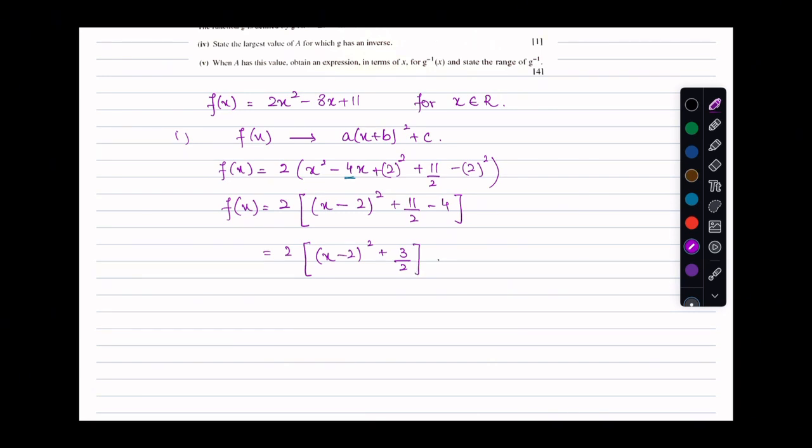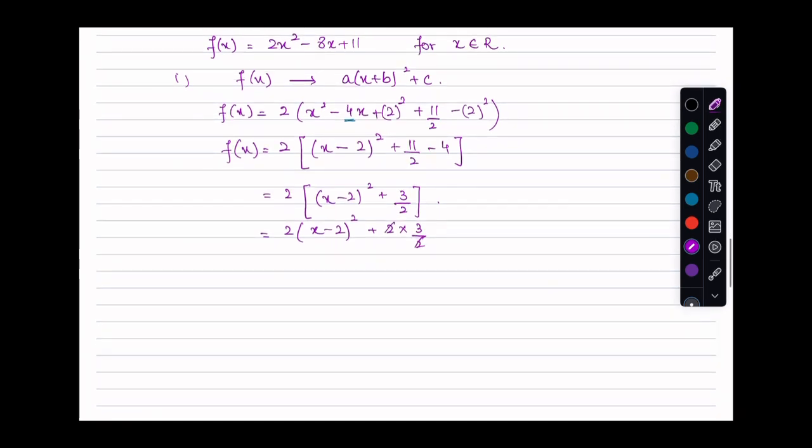Then I can simplify this equation with the 2 that we have taken out common in the beginning, so that I'll say this is 2 times (x minus 2)² plus 2 times 3 by 2. The 2 gets simplified here. Therefore, I should say that in completed square form, the answer is going to be 2(x minus 2)² plus 3. So this is going to be my f(x) here. So this is the f(x) that the question asked us for.